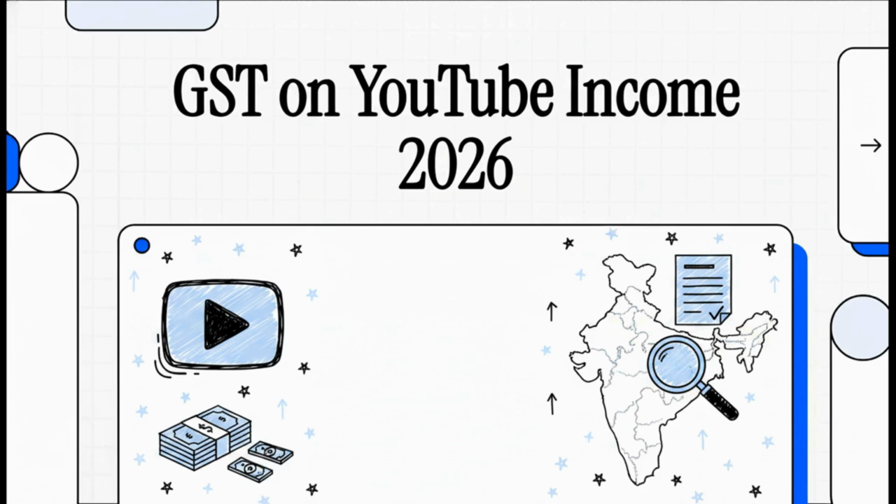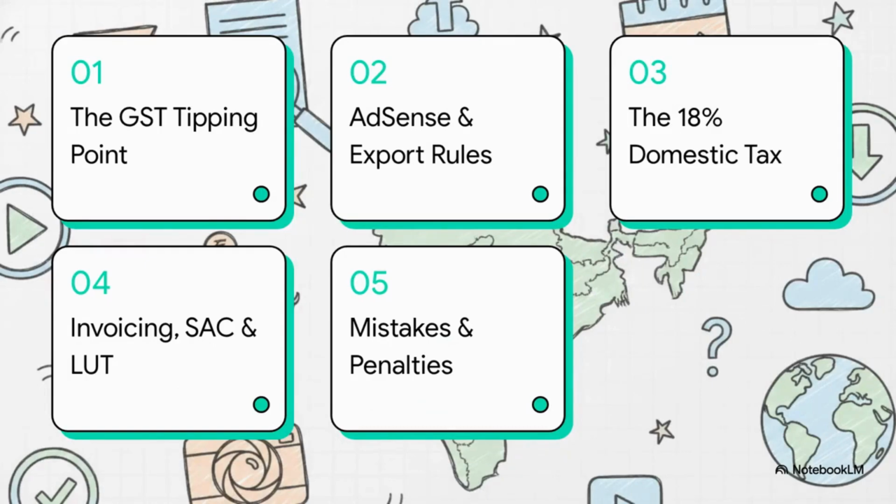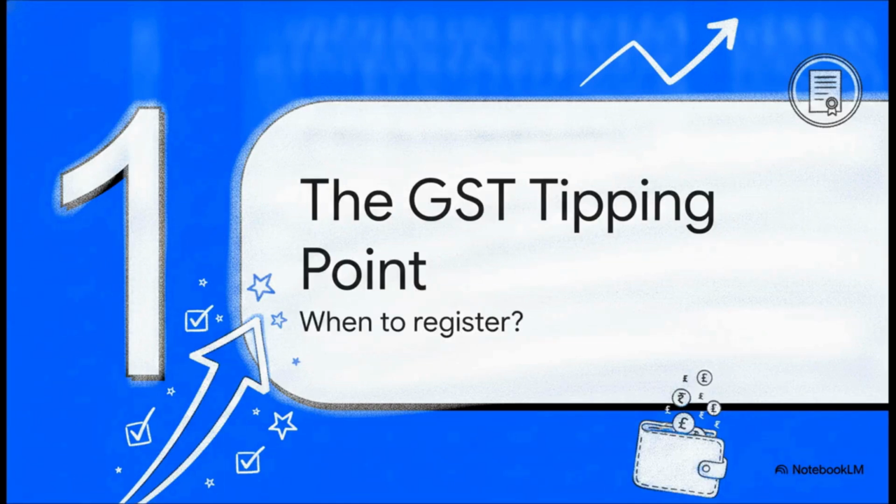brands, banks, and investors. All right, here is our roadmap for today. We'll look at 1. The GST tipping point, 2. AdSense and export rules, 3. The 18% domestic tax, 4. Invoicing, SAC, and LUT, and finally, 5. Mistakes and strict penalties. Starting off with Section 1, the GST tipping point.